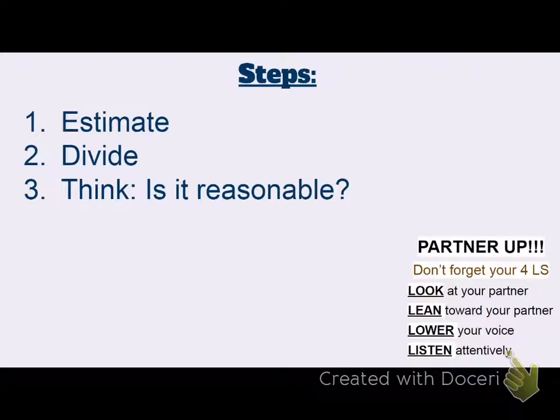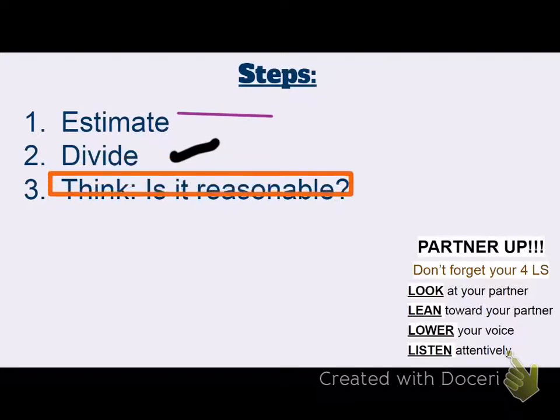All right, I want to go ahead and give you some steps to help you with today's problems. The first thing you want to do, step 1, is estimate. You want to look at those numbers and figure out what it is close to. After you estimate, you can go ahead and divide. So 1, estimate, 2, divide, and then finally, is it reasonable? Don't move on to the next problem until you really look at your answer and see, does it make sense?